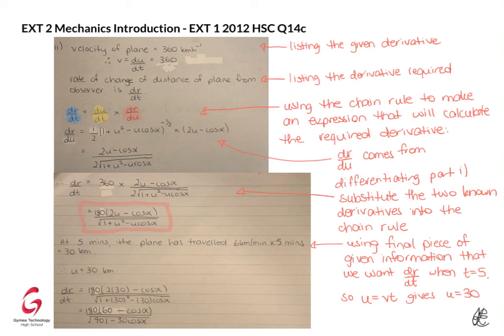So knowing that u is travelling at a constant speed of 360 kilometres per hour, but we're now working in minutes, we can change that rate into a rate value of kilometres per minute just by dividing by 60, and then multiplying that by the number of minutes that we've travelled for gives us a u value of 30. And substituting that into the expression will leave us with a derivative in terms of alpha, and that is the final answer for the question.